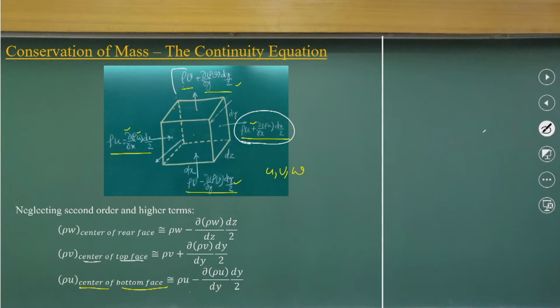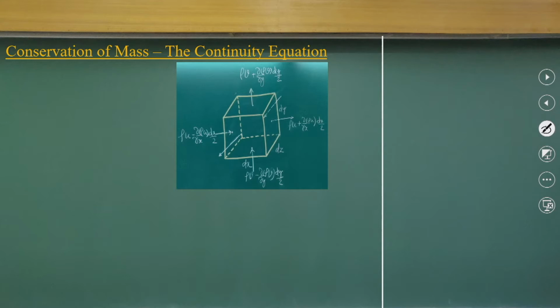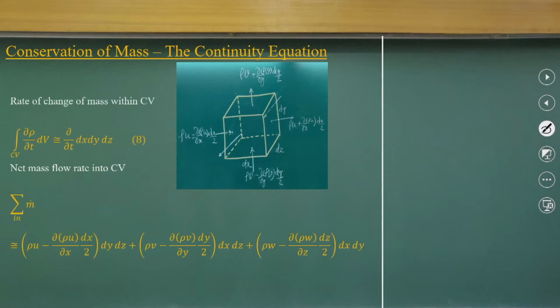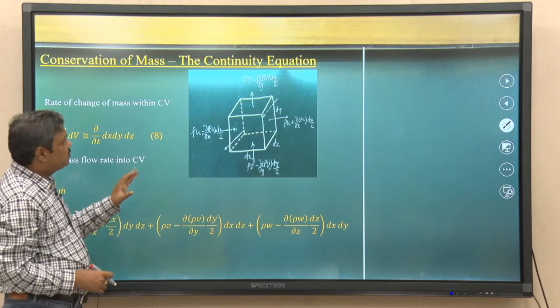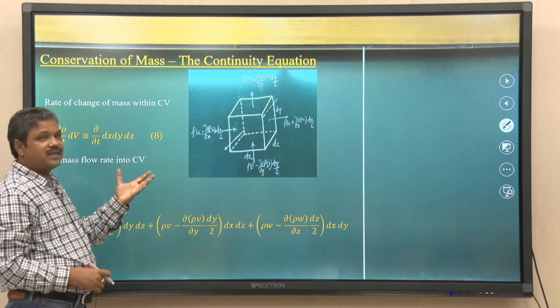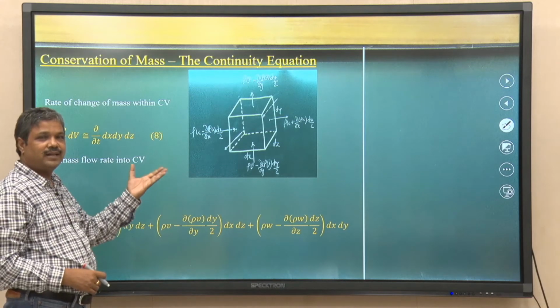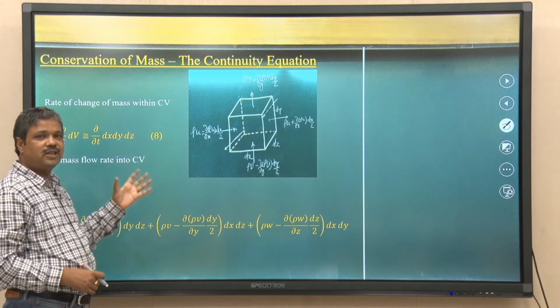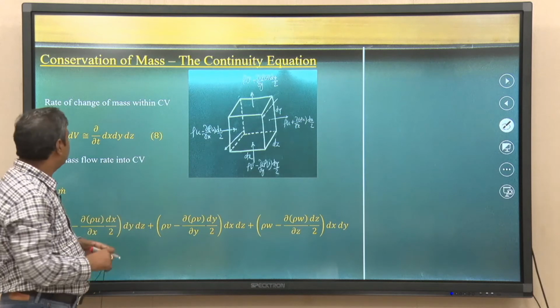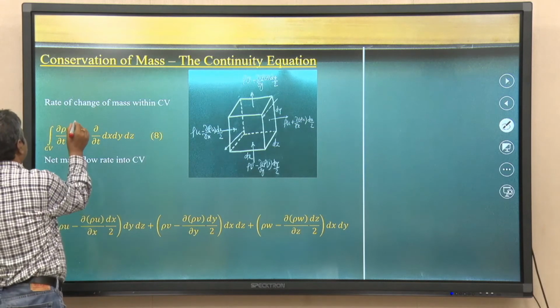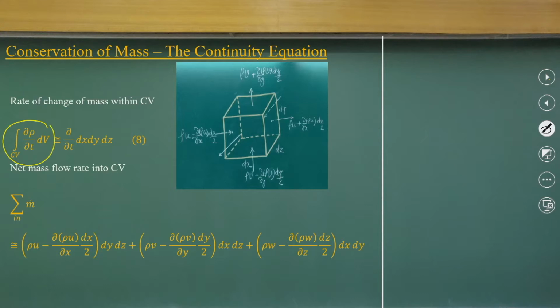That way, if I proceed, I can get the components. Now, if you look at it, what I am looking for in these control volumes is mass conservation. First, I am going to look at the rate of change of mass within the control volume. That is what I can define in this term, the rate of change of mass.